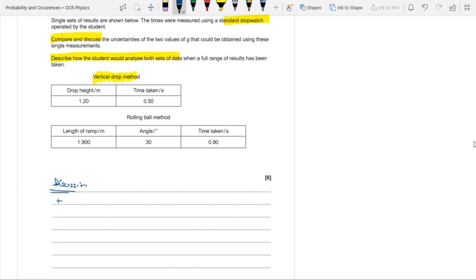Now, since these were single measurements, so no repetition, this indicates that there is uncertainty inherently present in the whole experiment. So no repetition means uncertainty in the experiment.